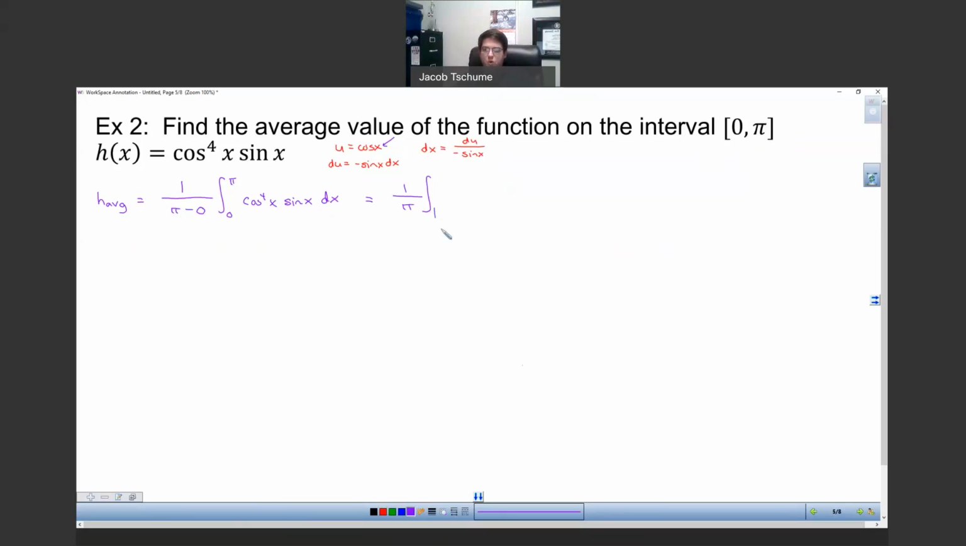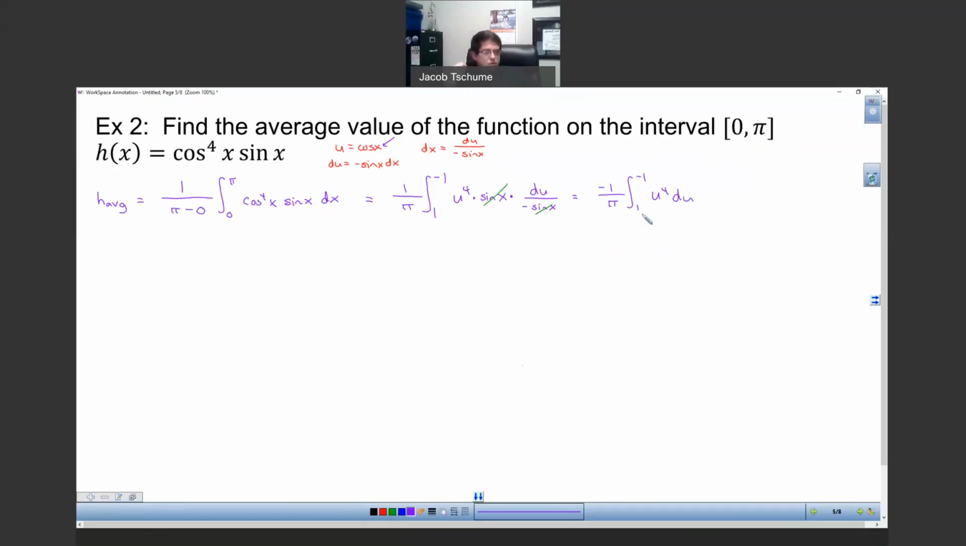Cosine of 0 would be 1. And cosine of pi would be -1. Those are backwards, but we'll fix that in just a minute. This would be u to the 4th times sine of x times dx, which is du over negative sine of x. Very nicely, two things I can do here. Number one, the signs cancel, and then I can factor that negative out to the front and make it -1 over pi times the integral from 1 to -1 of u to the 4th du.